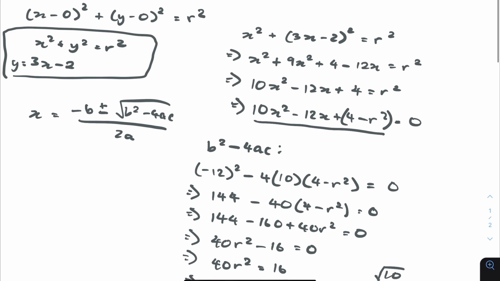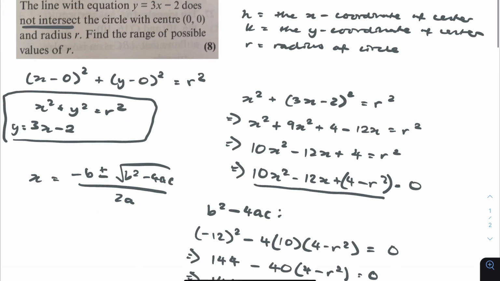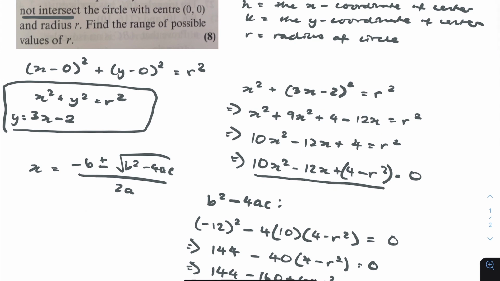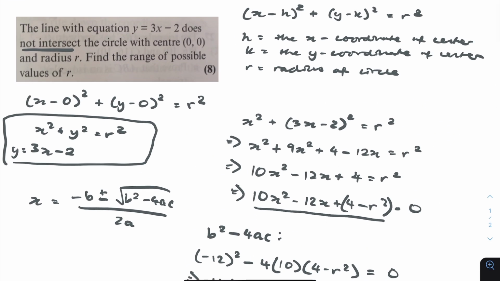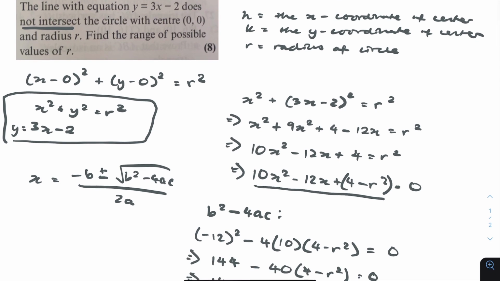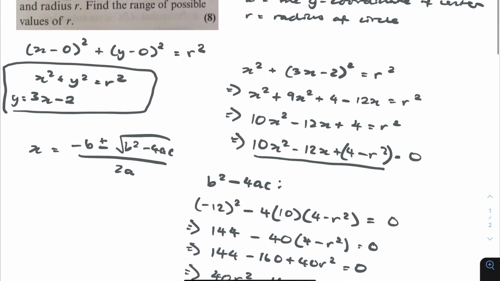So r is equal to root 10 over 5 just gives us the value at which the circle intersects at one distinct point with the line y equals 3x minus 2. If we have a value of r that's on one side, we'll get two distinct solutions for the way that they touch. And then if we have it on the other side, then we'll have no solutions. We have to figure out which way to go.